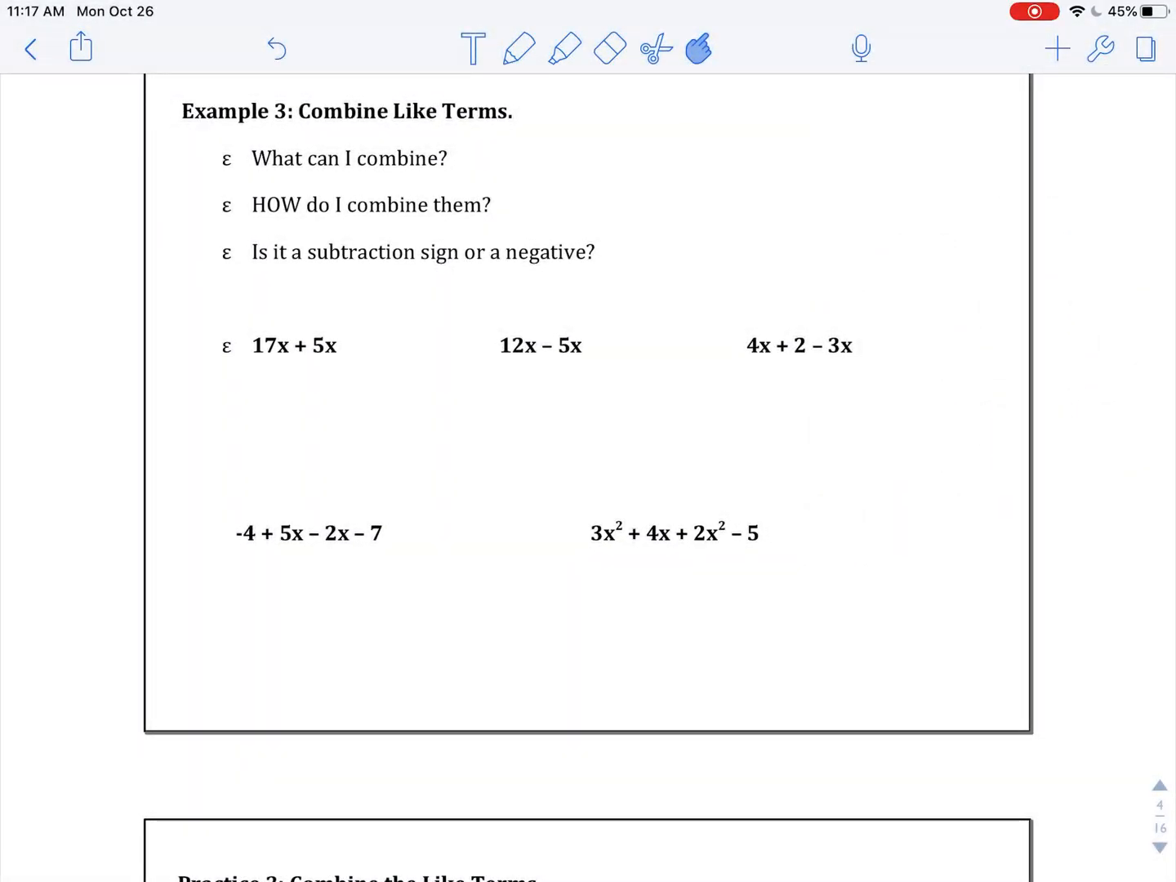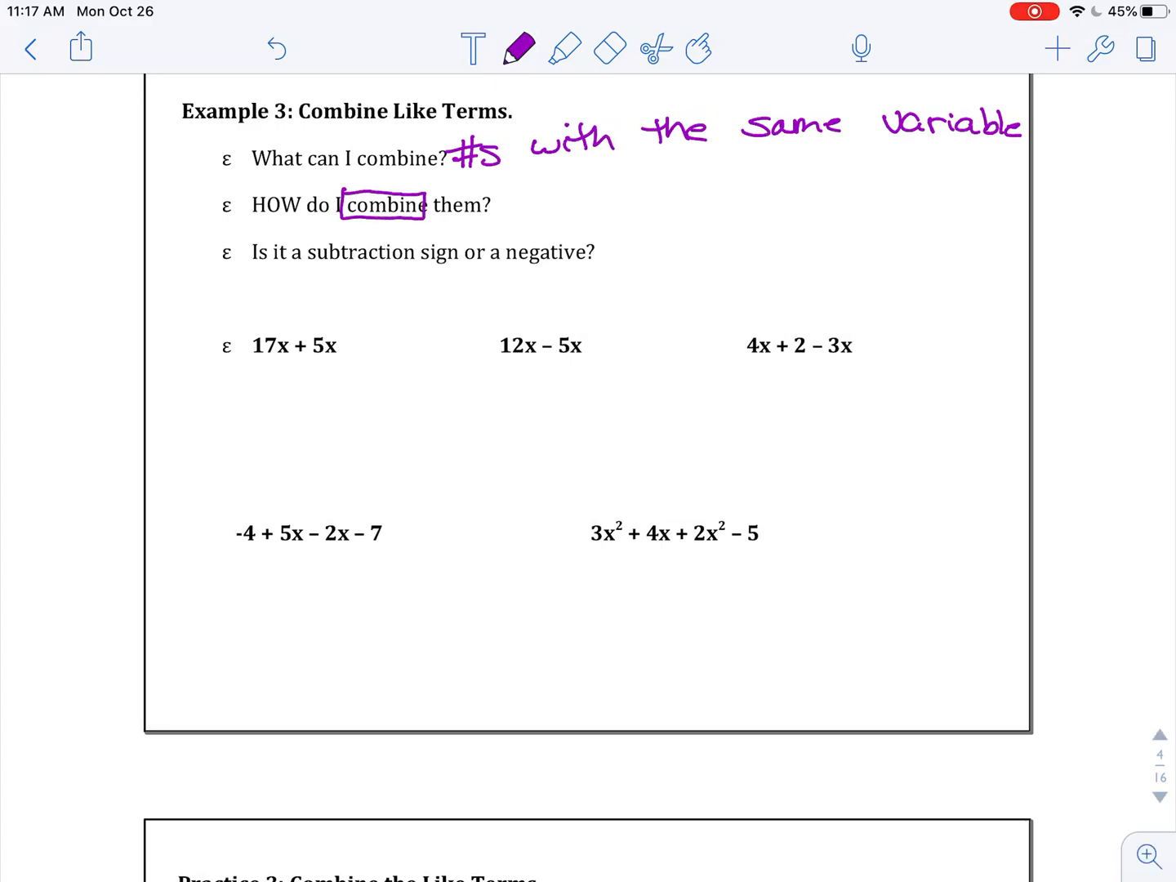All right, so today we're going to talk about like terms. So what can I combine when it comes to like terms? You can combine numbers with the same variable. And remember, we said variables are those letters. How do I combine them?